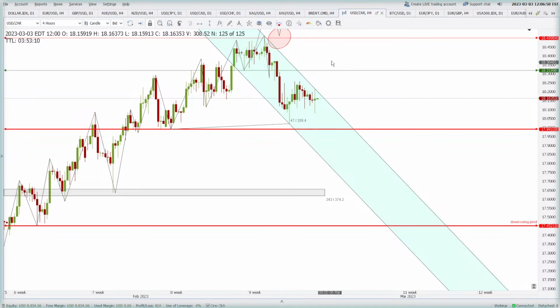That's it. So here in USDs, I have a strong feeling it is going to go towards 18.3199. I have just confirmed it from the hidden divergence.